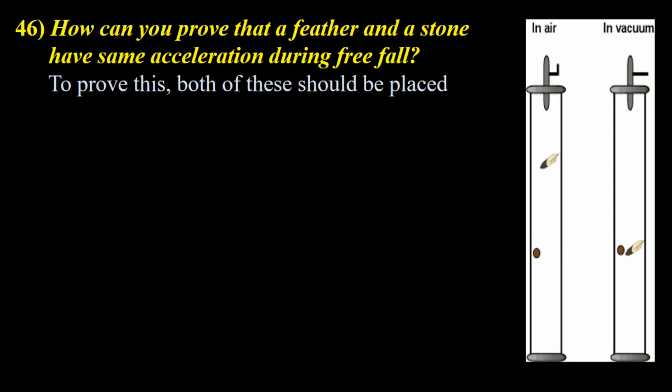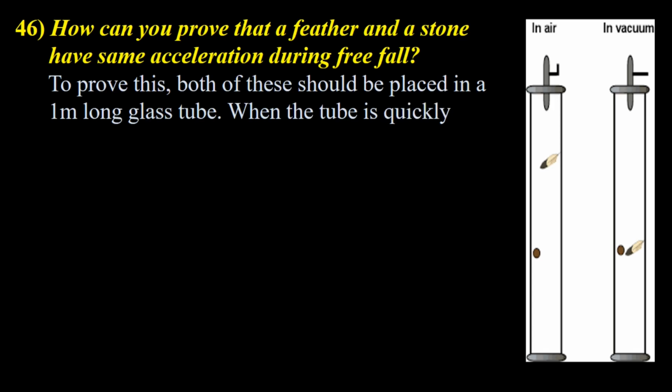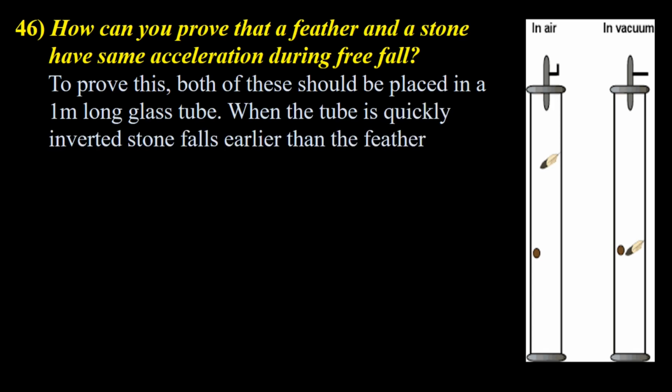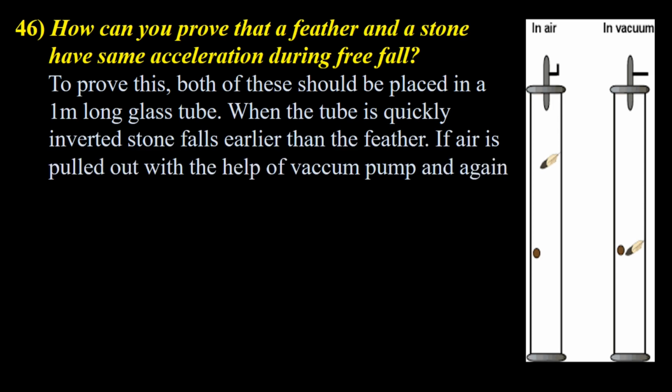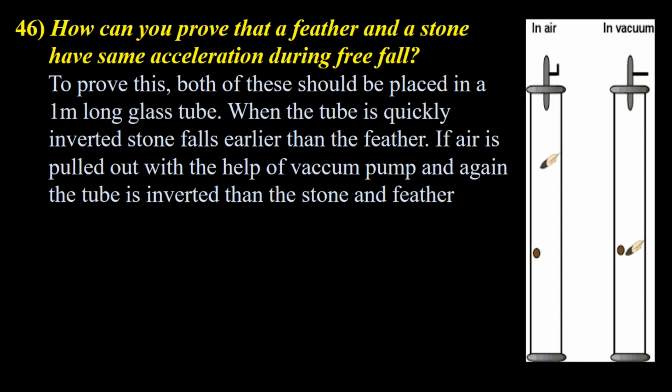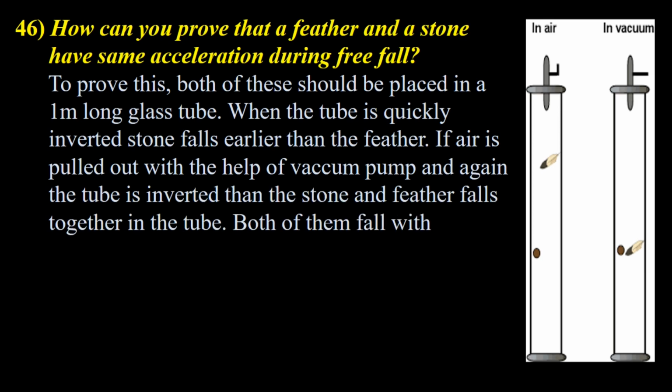To prove this, both of these should be placed in a 1 meter long glass tube. When the tube is quickly inverted, stone falls earlier than the feather. If air is pulled out with the help of vacuum pump and again the tube is inverted, then the stone and feather fall together in the tube.